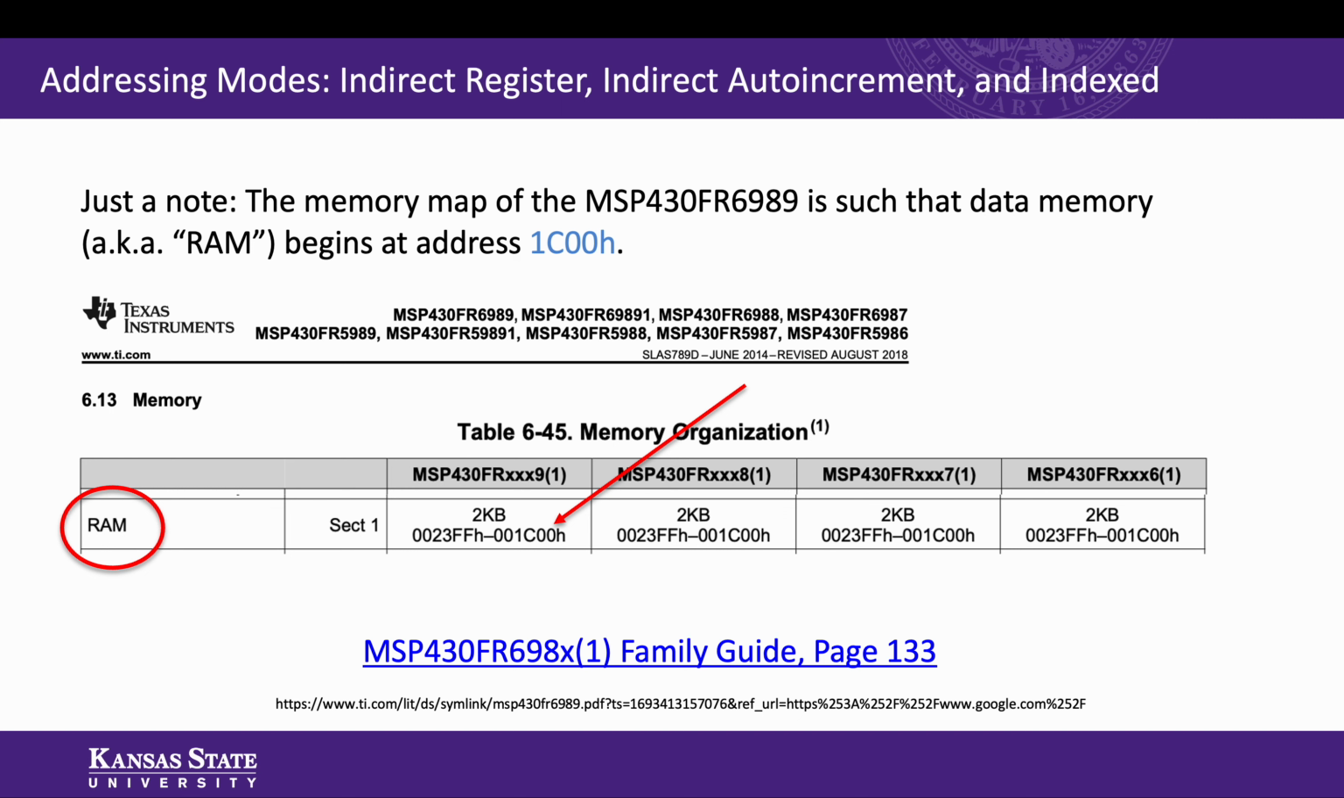For the specific MSP430 FR6989, the data memory begins at address 1C00. And I know this because I've looked at the data sheet online. Just a reminder that the memory here is actually read-write memory, but colloquially known as RAM. TI, Texas Instruments, has adopted that as RAM. So there it is. It starts at, again, 1C00.